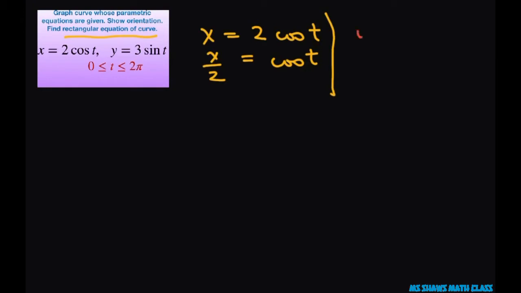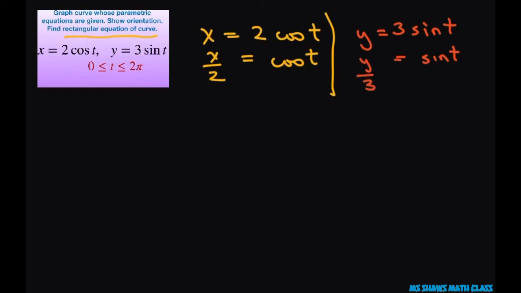Alright, so let's first find the rectangular equation of the curve, because that gives an idea what this is going to look like. So it's going to be a line, a circle, or what have you. So for x equals 2 cosine of t, that means cosine of t equals x divided by 2. And then for y equals 3 sine of t, that means sine of t equals y divided by 3.